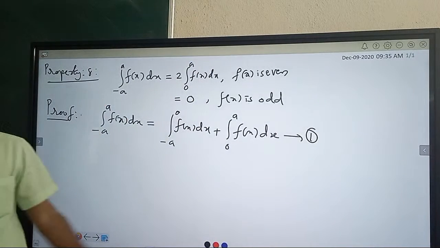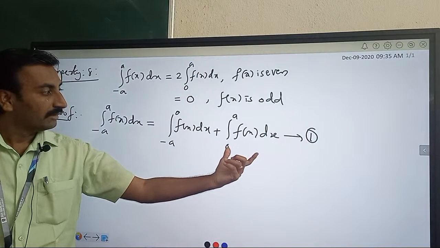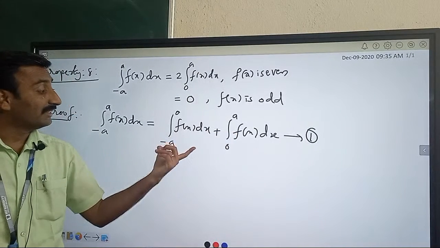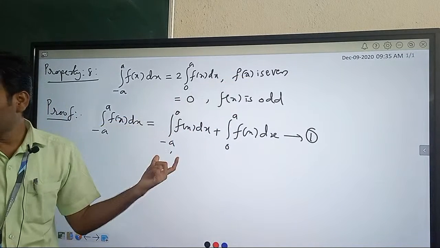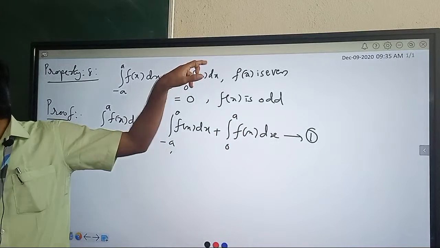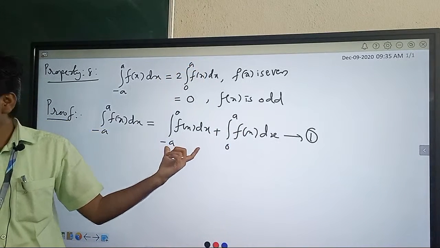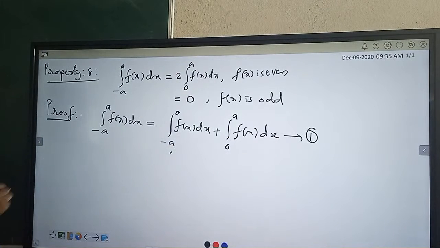Why important? Look at this. This is what I am expecting. Here, this has to be the integral from 0 to a of f of x dx for the case of even, and it has to be minus the integral from 0 to a of f of x dx for the odd. To make this answer, only a modification has to be done for this case. Correct now? Yes.